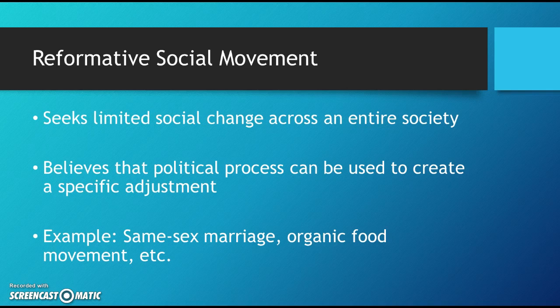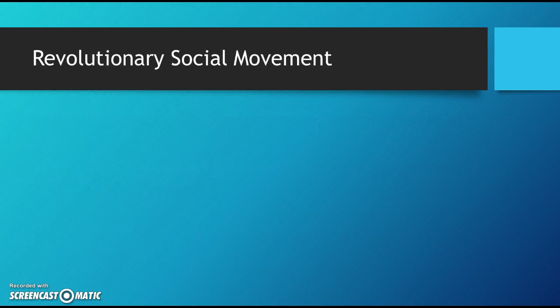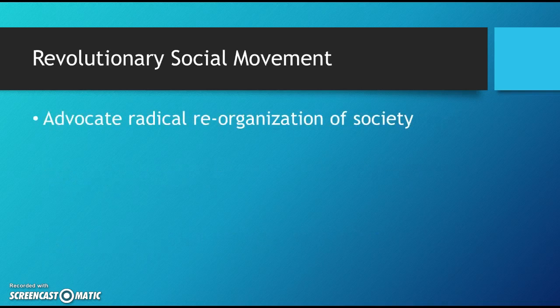And notice that they went after a very specific thing: same-sex marriage. They didn't go after a more broad action such as gender inequality or sexual inequalities. The organic food movement is another example of a reformative social movement trying to pass laws geared towards changing this one specific thing about society. On the other hand, revolutionary social movements advocate that society itself needs reorganization.